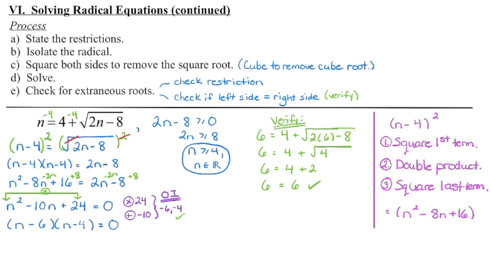And then the last term is the check. So negative 6 times negative 4 gives us that positive 24. Now, this times this is going to equal 0. We're going to set each of these factors equal to 0 and then solve to get the value of n.